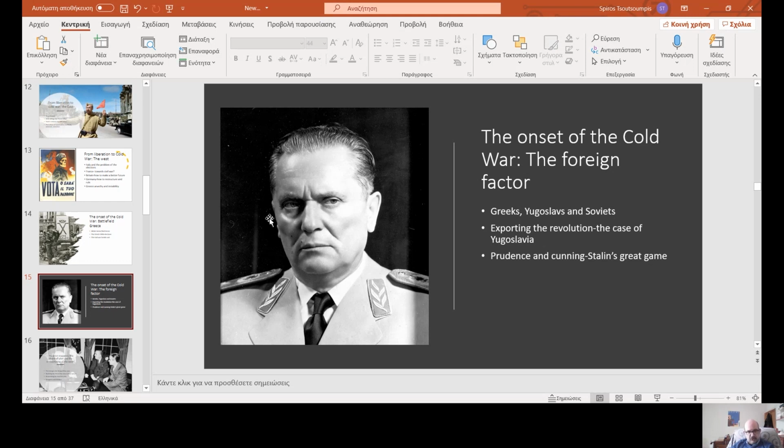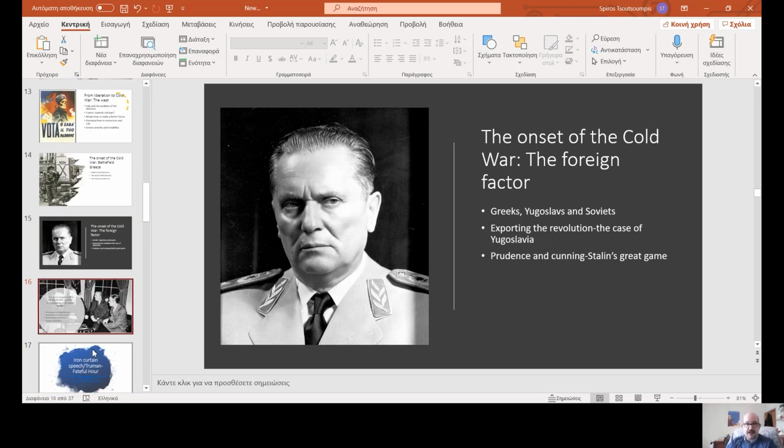So Tito and the Yugoslavs engage directly, and they play a very important role in the outbreak of the Greek civil war. Stalin is not so much engaged, but he's not discouraging the communist forces, though, as he waits and sees in case the Soviet Union is able to encounter some benefits.